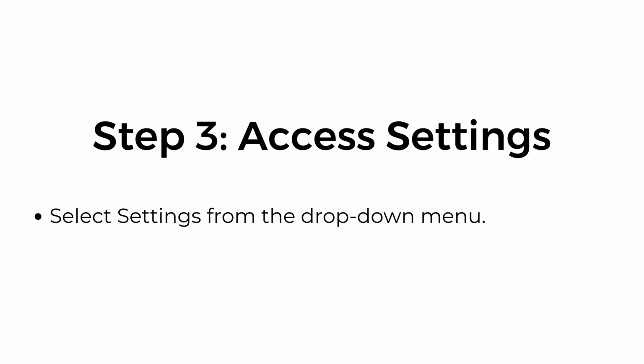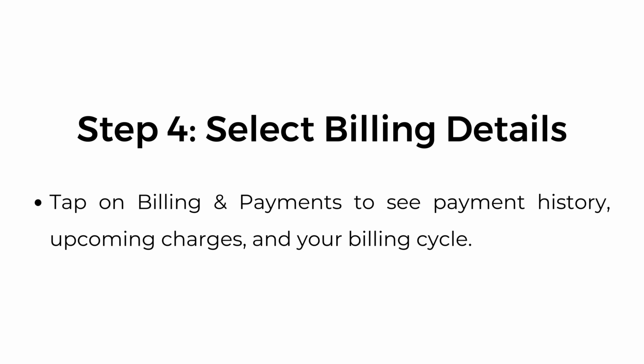Step number 3. Access settings. Select settings from the drop-down menu. Step number 4, select billing details. Tap on billing and payments to see payment history, upcoming charges, and your billing cycle.